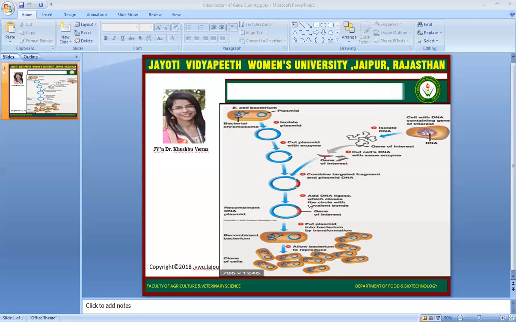So these are the basic steps which are followed in the gene cloning method. This is the sum up of the introduction of gene cloning.